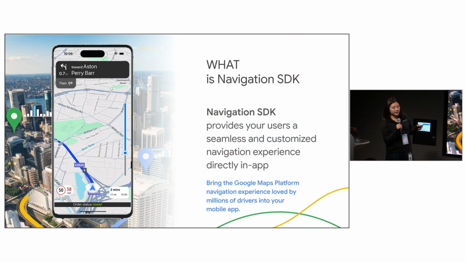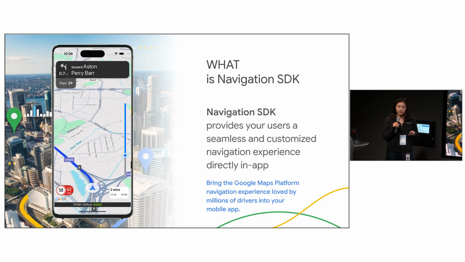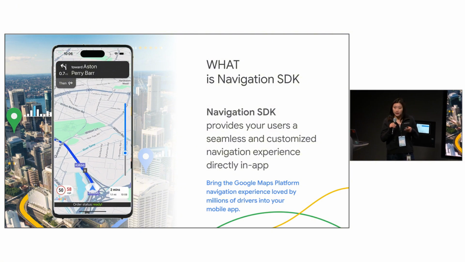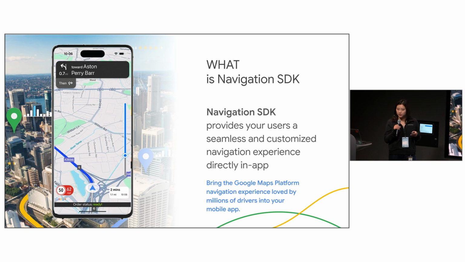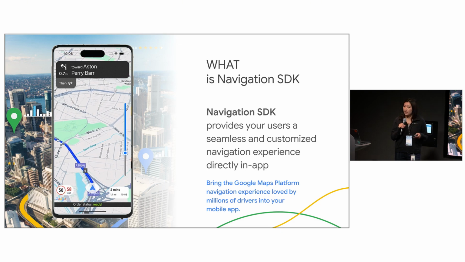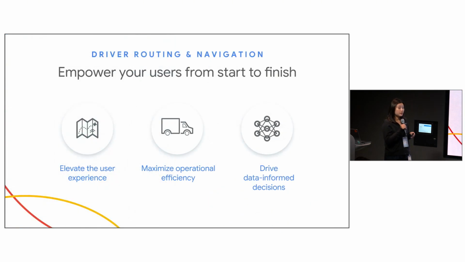So simply put, Navigation SDK is how we provide the Google navigation experience loved by billions of users directly in your mobile app. It allows you to control the full end-to-end experience for your users. You can personalize the look and feel of the navigation experience to increase your in-app engagement. So there are three key benefits of the Nav SDK. The first is that you can elevate your user experience. The second is that you will optimize your fleet operational efficiency. And lastly, you can use the data that you get back in Navigation SDK to help you make informed decisions. I will show you what those data points are.